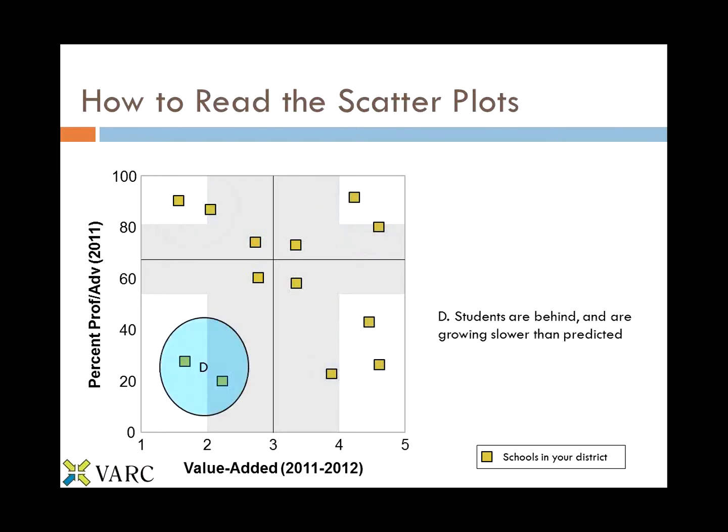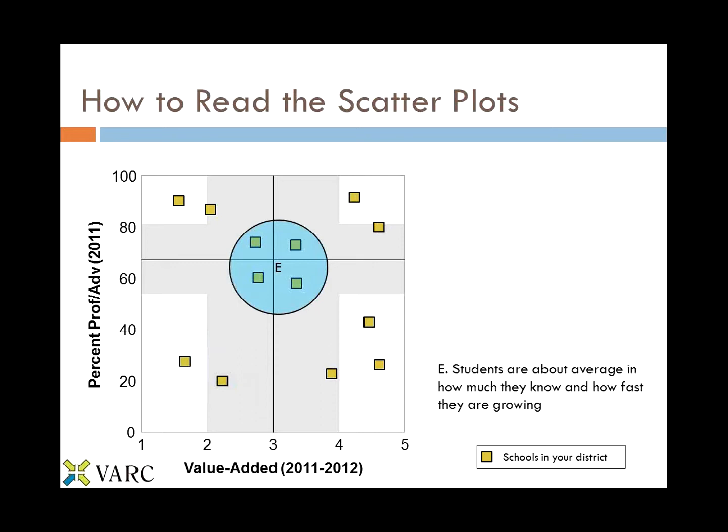Thinking about that check engine light I had on earlier, this is where we're most concerned about the metrics that we have at this school. Not only are the kids far behind, but they're also not growing very quickly. So proficiency is low, and they're also growing slower than predicted. We want to think about how can we help these schools make more growth to make sure their kids are college and career ready by the time they're graduating.